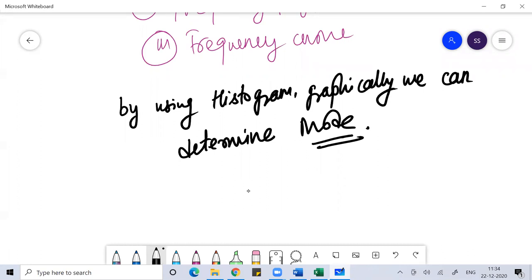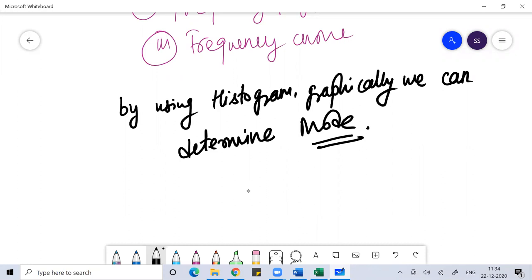Those who have studied statistics in their BCom or BBA definitely know what mode is. For students from other backgrounds who have not studied it, mode would be a little different word. You never heard of what mode is. So what is mode basically? Mode basically means the data which repeats the maximum amount of time. That we call the mode.